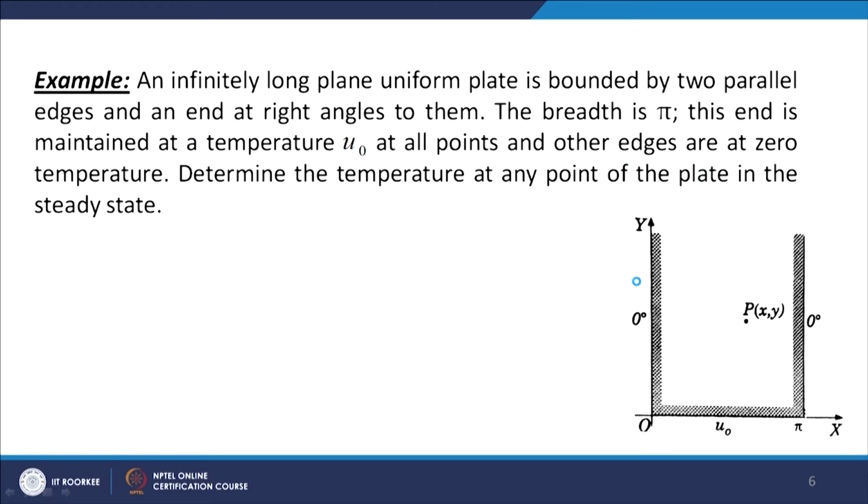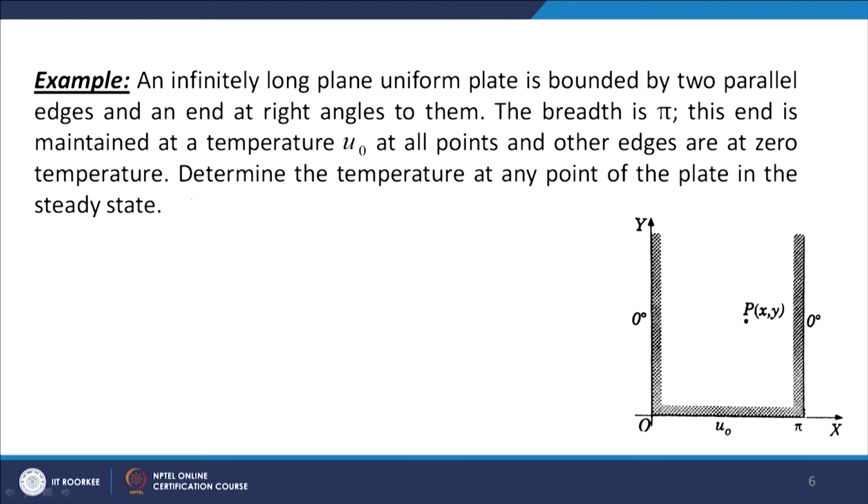Now, let us look at an infinitely long uniform plate. It is bounded by two parallel edges, and an end at right angles to them. This end is maintained at a temperature u naught. The temperature is u naught here, and at all points on the other edges the temperature is 0. So, here the temperature is 0, here the temperature is 0. We have to find the temperature at any point of the plate in the steady state.